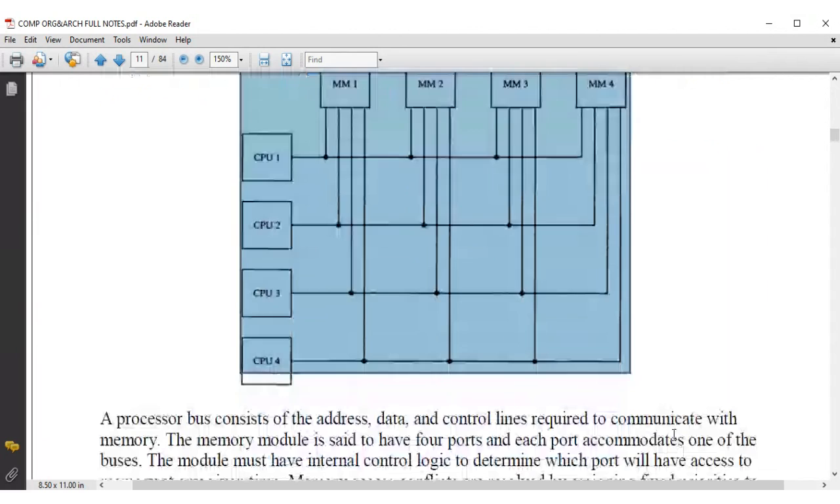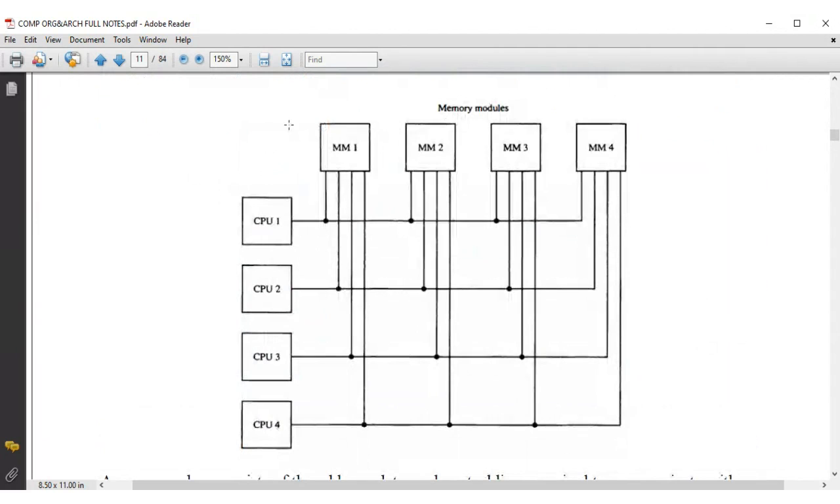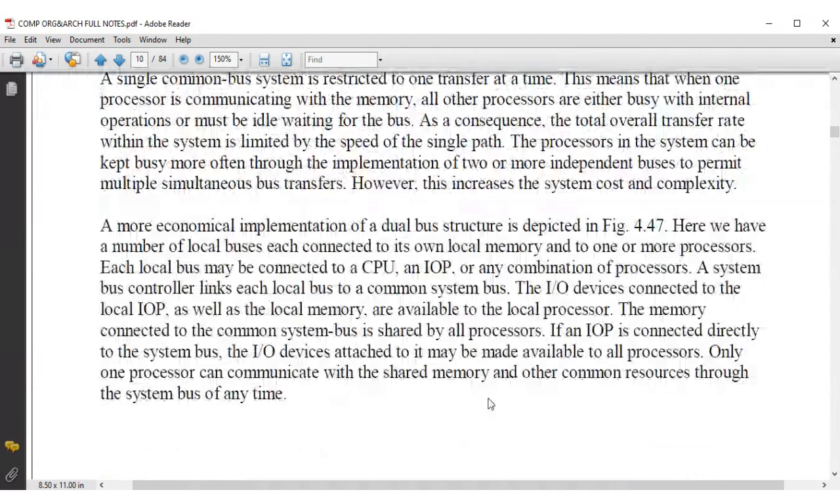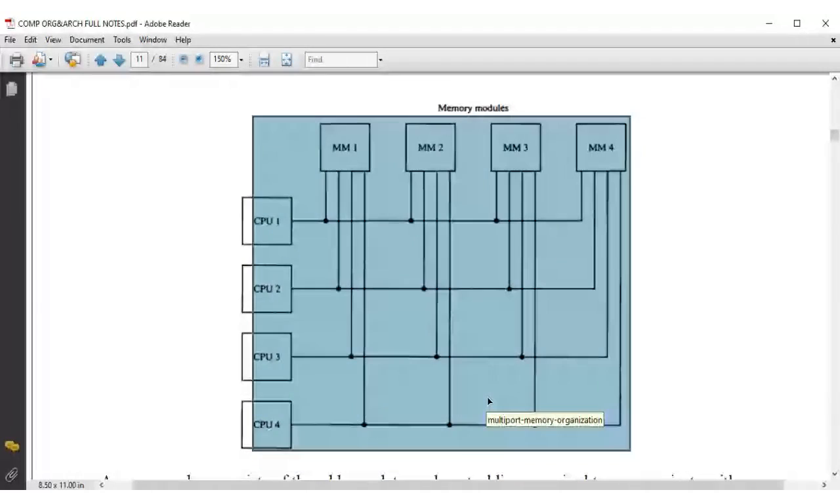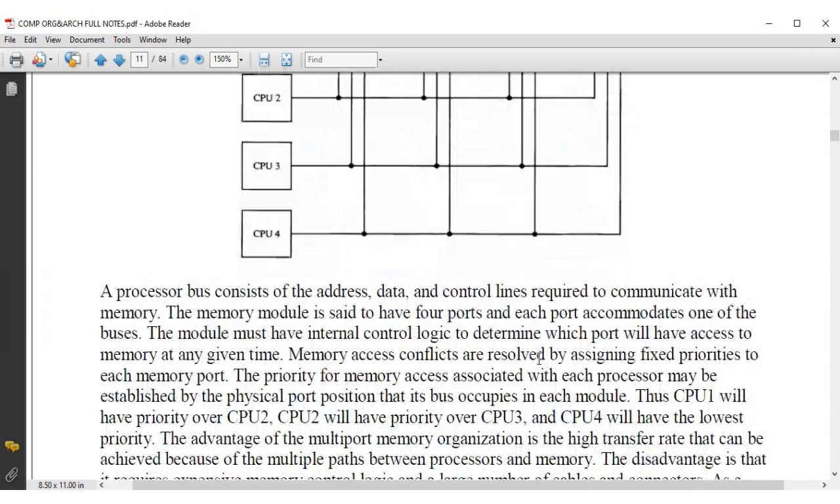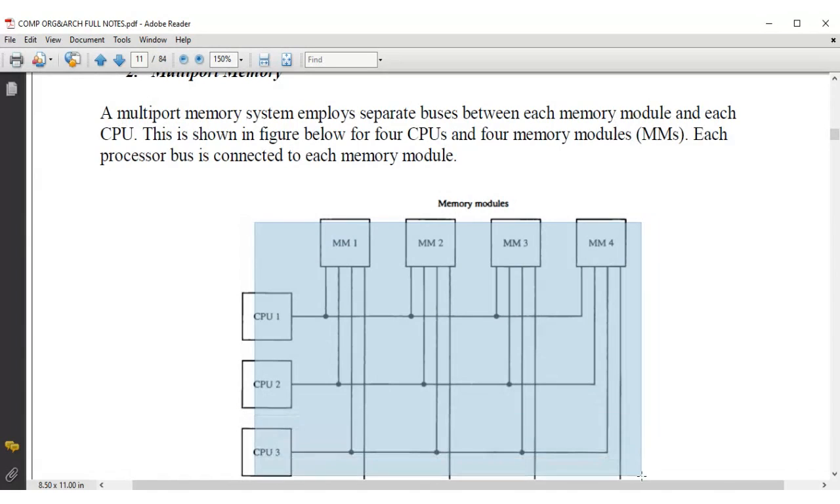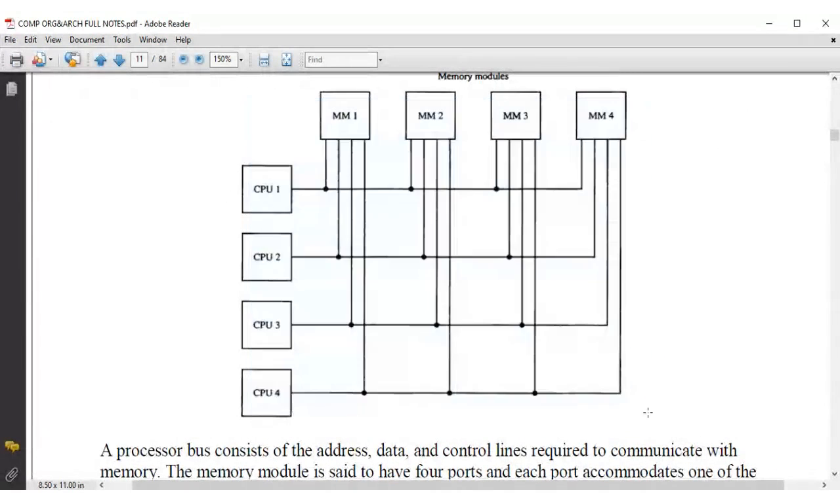It is more complex to implement. Hata ukiangalia tu structure yake venye inakaa, it's a more complex system than the timeshare. But do you realize that the more complex the system, the better the transfer rate, and the more efficient the prioritization. So that's the disadvantage. It's complex to implement, and it's also costly on the number of cables that have to be used.